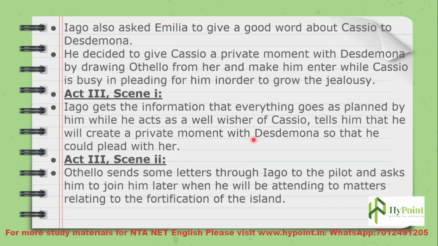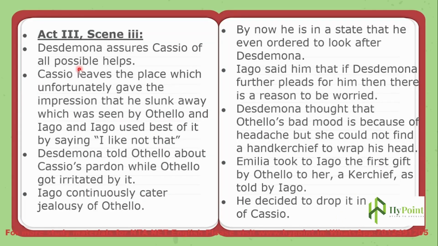So Iago is satisfied that everything is going on as he planned, and he is pretending to be a well-wisher to Cassio, and tells him that he can arrange a private moment with Desdemona when nobody is there in her tent, and he can go to her and plead for a few favorable words to Othello. And Act 3, Scene 2. Othello sends some letters through Iago to the pilot and asks him to join him later when he will be attending to matters relating to the fortification of the island. Then Act 3, Scene 3, Desdemona assures Cassio of all possible help.